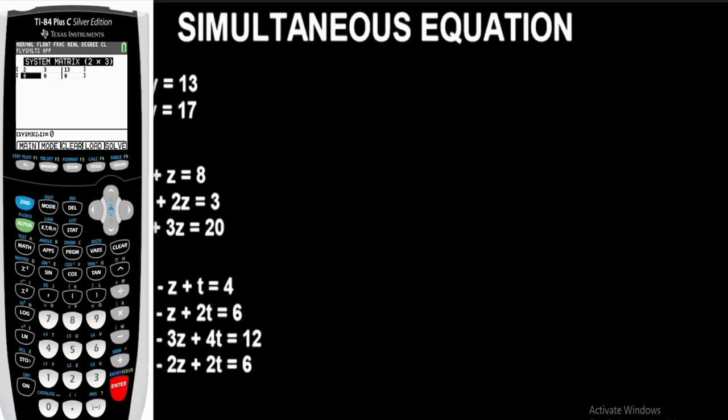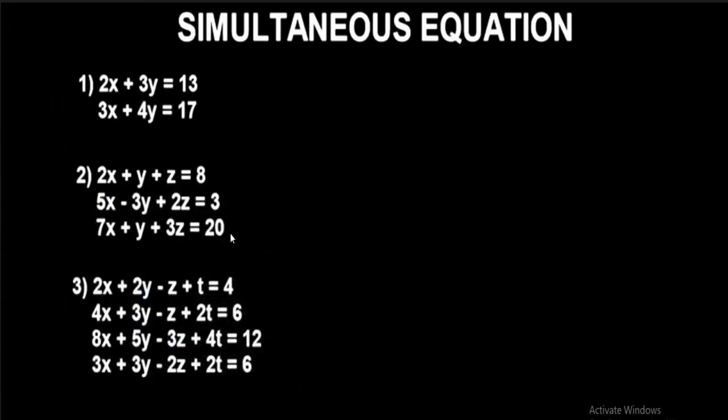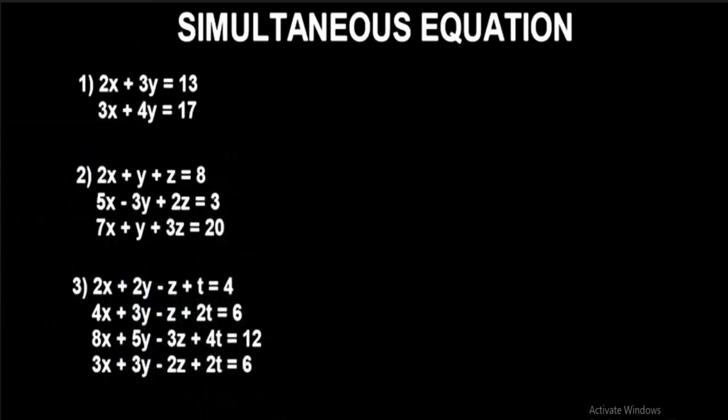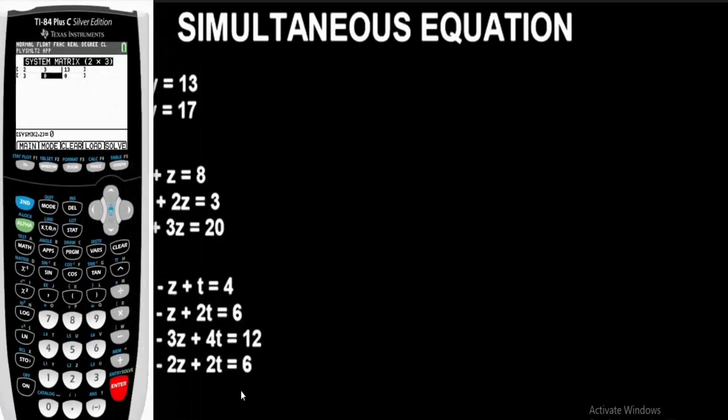The coefficient of 3x is what? 3. Very, very simple, guys. Then the next one is 4y. The coefficient there is what? 4. Press 4. And the last value there is what? 17. Press 17. We are good to go, guys. Press enter. So right now let's press this graph button for solve. We press this graph button to solve it.